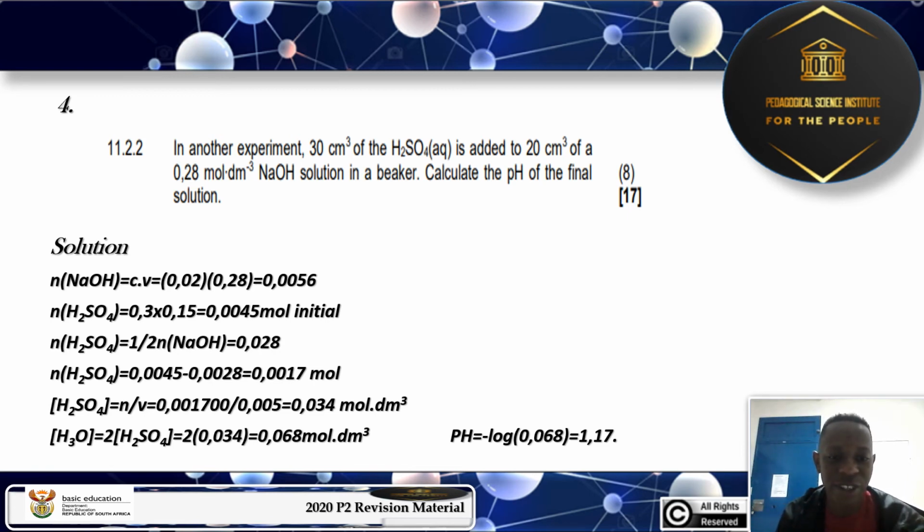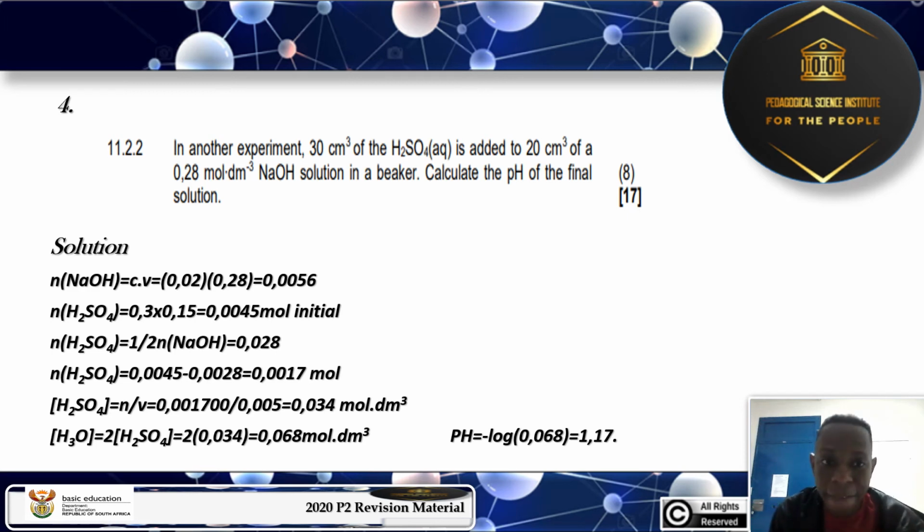Let me take my pen so that you can highlight everything. In another experiment, 30 centimeter cubic of sulfuric acid is added to 20 centimeter cubic of a 0.28 mole per dm cubic sodium hydroxide solution in a beaker. Calculate the pH of the final solution. Guys, before you calculate the pH, the information is confusing, but I'm going to make things simpler for you.